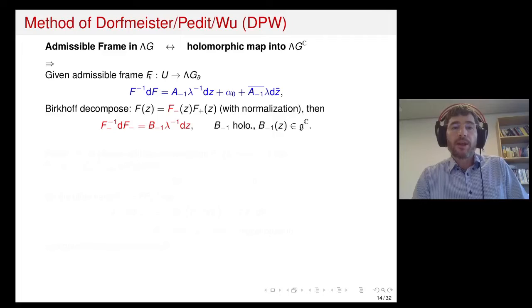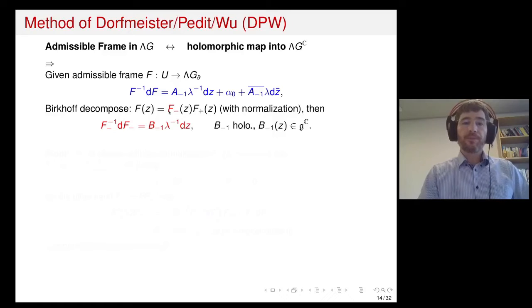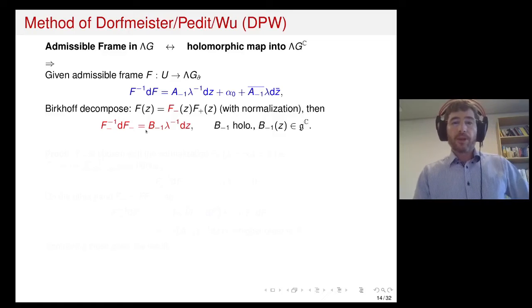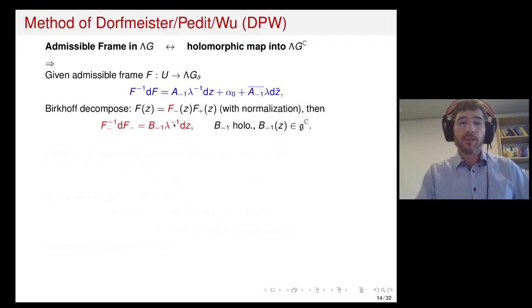So at each point Z in the domain U, perform a Birkhoff decomposition into F minus times F plus. That was the first decomposition I mentioned before. And then the claim is that the Maurer-Cartan form of F minus is like this. It's extremely simple. It only has one term. The Laurent expansion in lambda only has one term. And it's holomorphic. So this B minus 1 is holomorphic in Z.